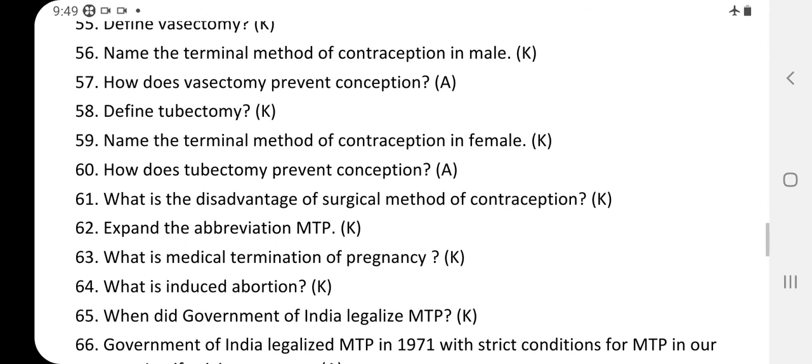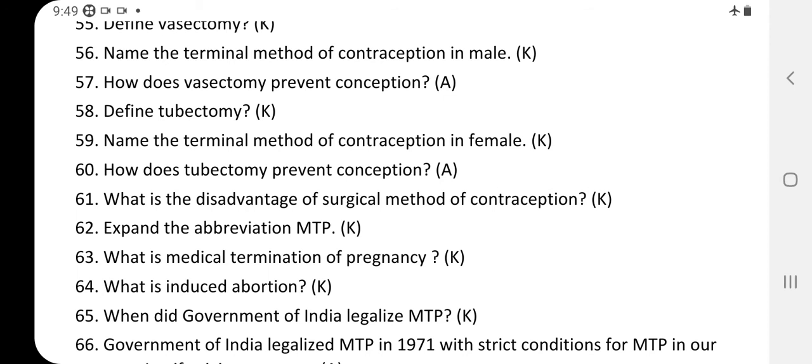62nd question. What is the abbreviation of MTP? MTP stands for medical termination of pregnancy. What is medical termination of pregnancy? The medical termination of pregnancy is the intentional or voluntary termination of pregnancy before the full term is completed.